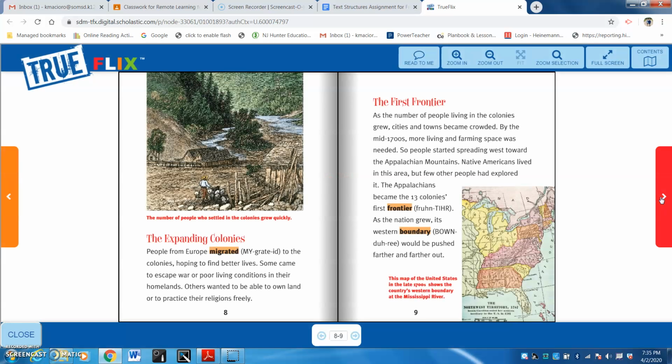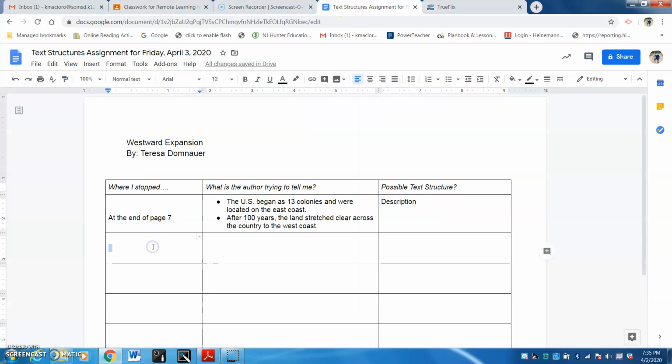The expanding colonies. People from Europe migrated to the colonies hoping to find better lives. Some came to escape war or poor living conditions in their homelands. Others wanted to be able to own land or practice their religions freely. Okay, so I'm going to stop here and go back to my chart. I'm going to put in at the end of page 8.